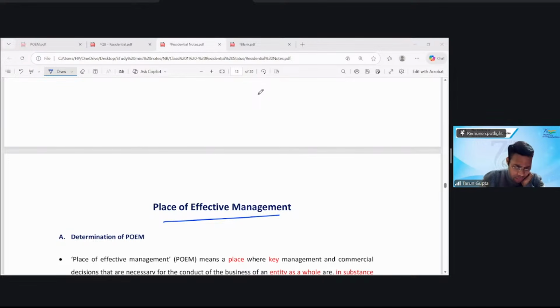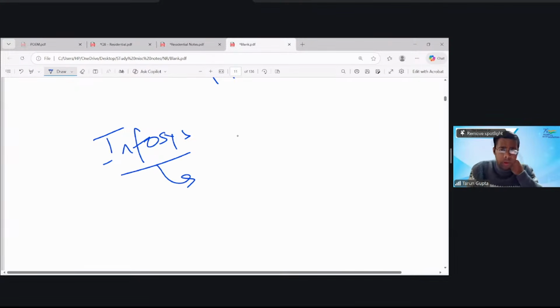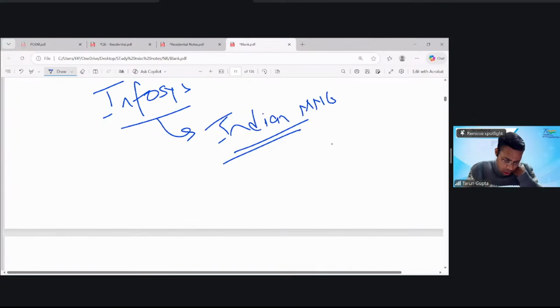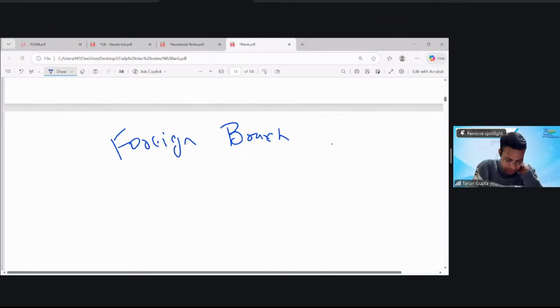I'll tell you what used to happen. There's an Indian group, an Indian MNC group, say Infosys. Companies like Infosys, TCS, Reliance, Tata, whatever you say, have subsidiaries all around the world. So we call them Indian MNCs. Now, what these Indian MNCs used to do: instead of opening a foreign branch, they open a foreign company.